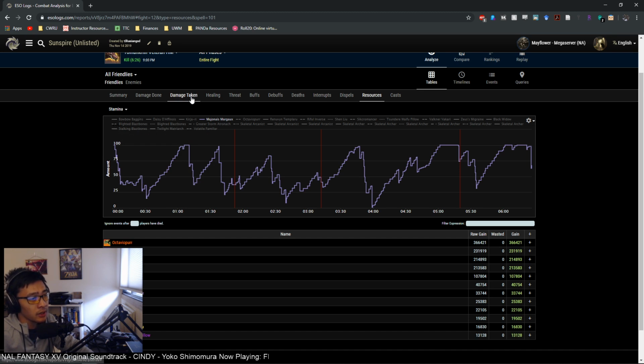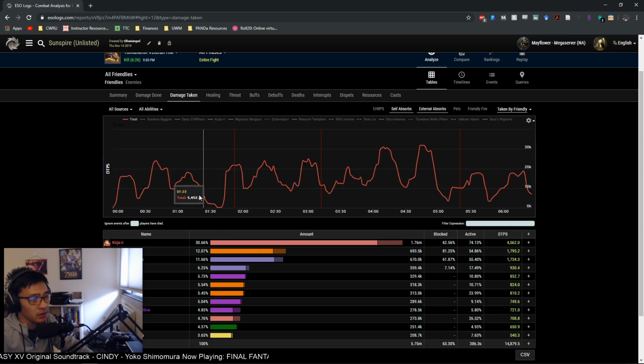So we can go ahead and take a look at damage taken. What was happening with the damage taken? Damage taken here seems to be a little bit on the higher side, but then it dips down. So it shouldn't be a problem of damage being taken and having to heal too much. You can see here we have the deaths here. So no deaths, so he wasn't necessarily rezzing anybody or anything like that.